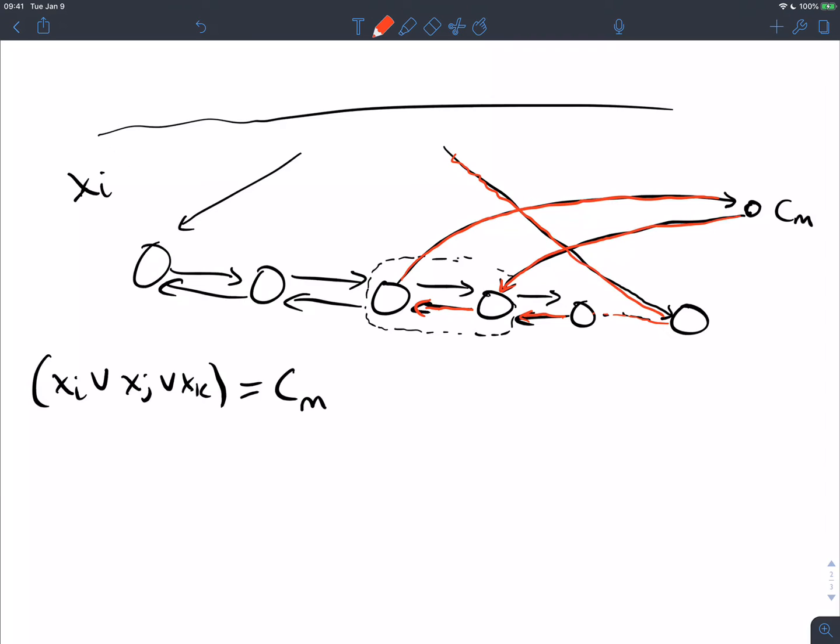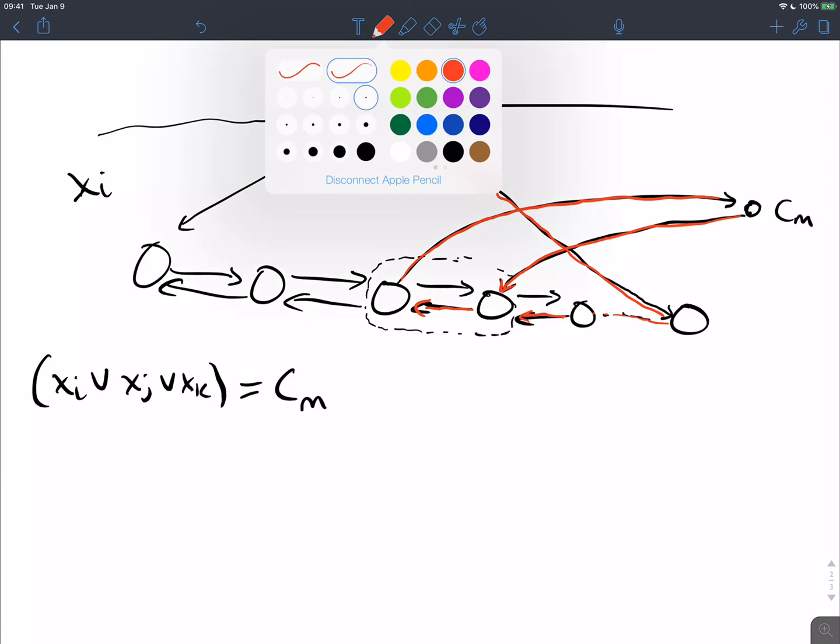But if instead I'm going the other way, then I can go to CM and back. Do I have to go to CM in this variable gadget? No. I could, for example, go there in the xj variable gadget, or I could go there in the xk variable gadget. If I don't go to CM in any of the xi, xj, or xk variable gadgets, will I ever visit that vertex, CM? No. By construction, we'll never visit that vertex, meaning this clause is not true because none of them had it go to CM, meaning the formula is not true, but I don't have a HAMPATH either. So therefore, this works.